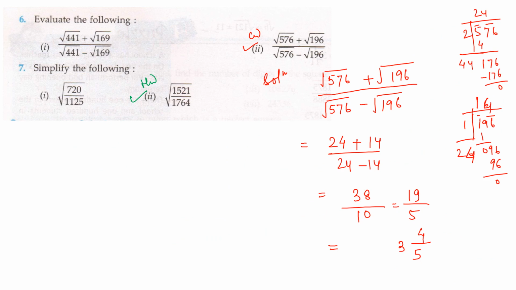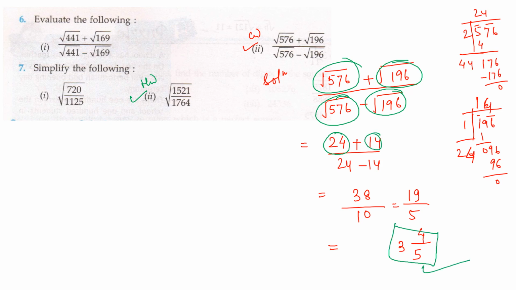Questions number 6 and 7 are all of the same kind, so as not to take a lot of time, for 6, I am doing one for you. Root over 576 plus root over 196 by root over 576 minus root over 196. So root over 576 is 24, root over 196 is 14. Adding them and subtracting them, you get the answer. Simplify the following; we have done the same kind of questions. So please see if they can be reduced, and reduce them. Otherwise, find the square root of the given numbers and solve.